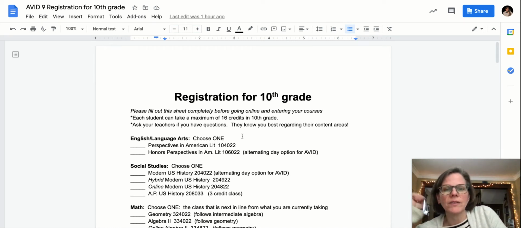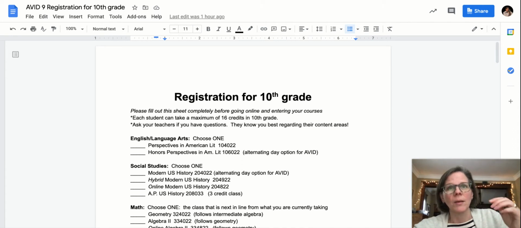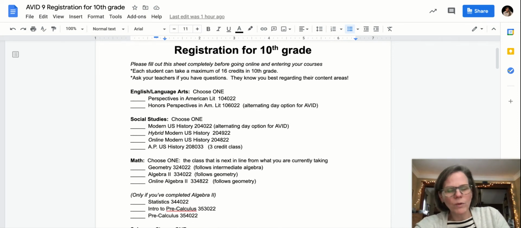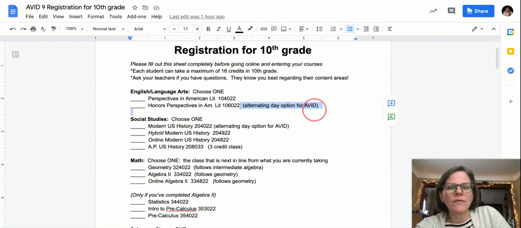And filling out this sheet is just a step toward doing the online sheet that lets you play around with it, make mistakes, ask questions before you fill out that final sheet. It's got all the numbers here, which the online form has for you too. But I've embedded some important information in this form, like things that are alternating day with AVID that you're not necessarily going to find in the same way on the online form.